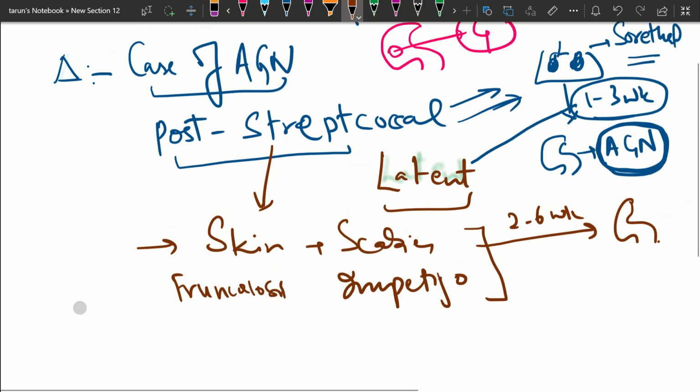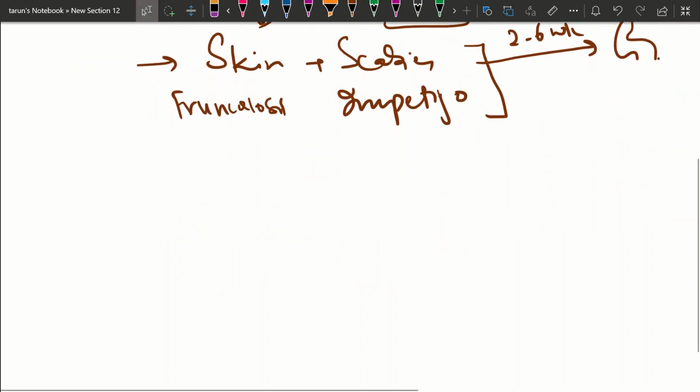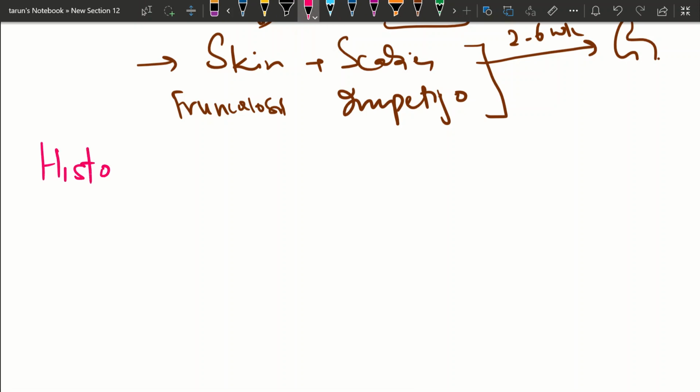So you will say the diagnosis to the examiner like this: it is a case of acute glomerulonephritis which is probably due to streptococcal infection. Now after this, the examiner can ask, why do you say it is a case of acute glomerulonephritis? Then what will you say? You will try to elaborate the history to the examiner. So what will be the history in a case of acute glomerulonephritis? Now we will elaborate the history.